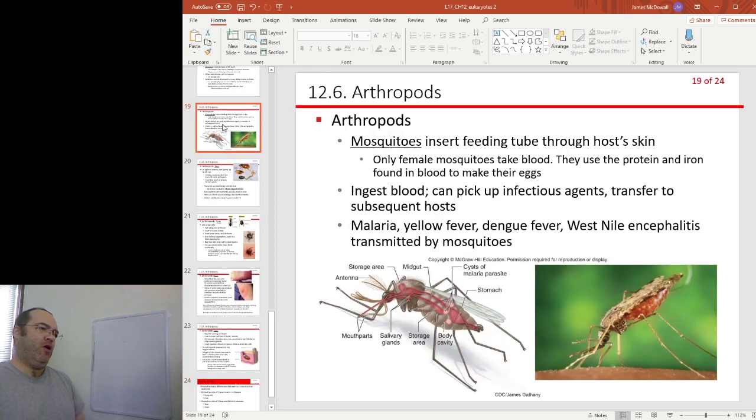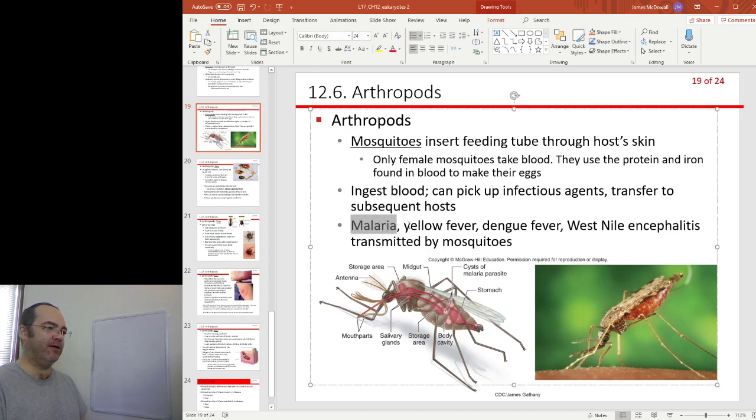Mosquitoes. Why are mosquitoes good vectors? They are good vectors because they penetrate our defenses. Many things are transmitted by mosquitoes: malaria, yellow fever, dengue fever, West Nile, encephalitis, and many more.